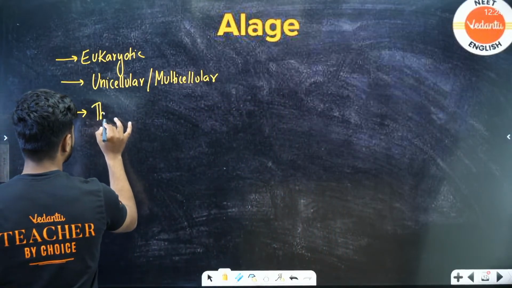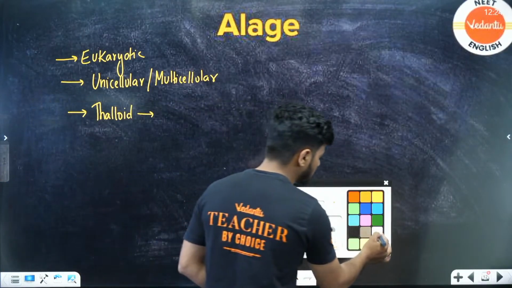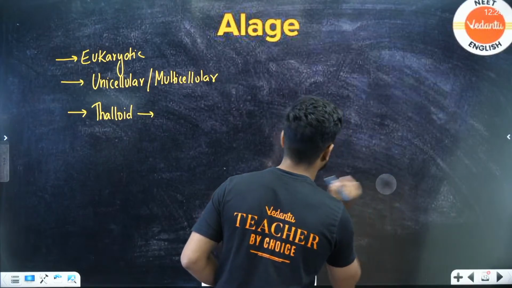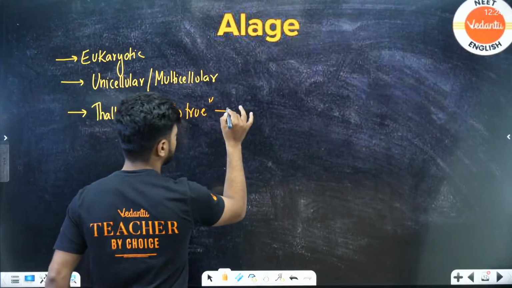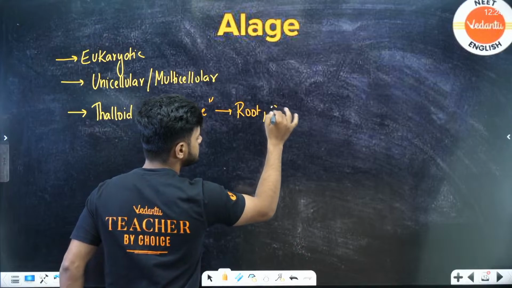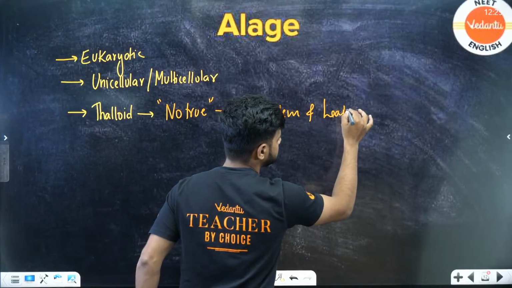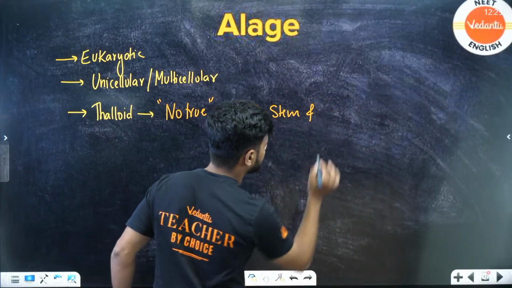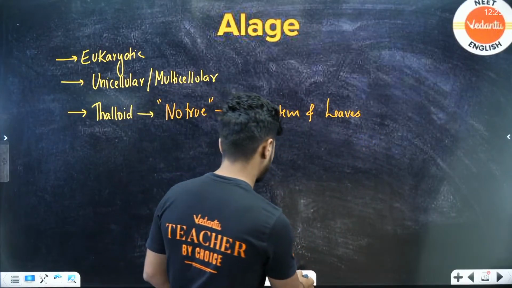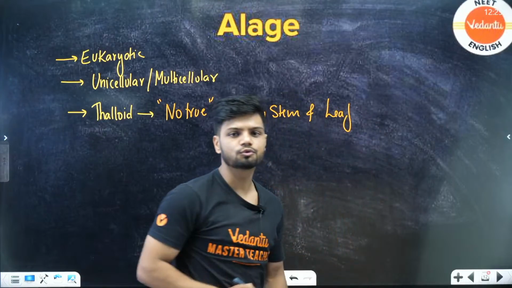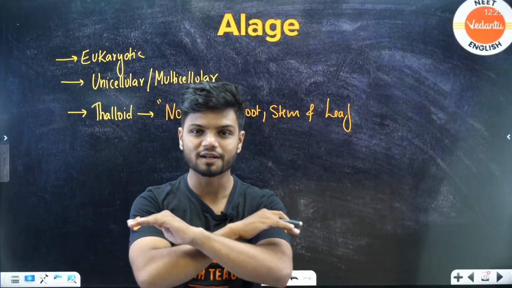So as we discussed already, it is thalloid in nature. What is the meaning of thalloid, students? The meaning of thalloid is that root, stem and leaf are not well differentiated. Can I say no true root, stem and leaf? Why? Because all of them are very merged. They are not well differentiated at all.